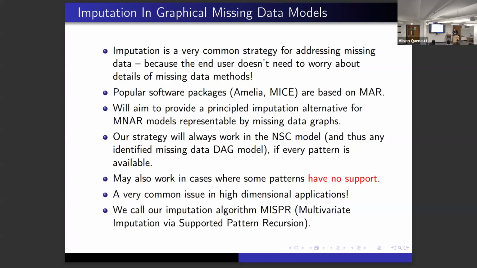Okay, so I will try to provide some sort of principled imputation alternative for MNAR. The difficulty with MNAR is that your imputing distributions are complicated. They don't look like conditionals anymore. With MAR, for every row, missing data is independent of the indicator given observed data. So that naturally means your imputing distributions are all conditionals of the observed data, which is very helpful and is not true in MNAR.